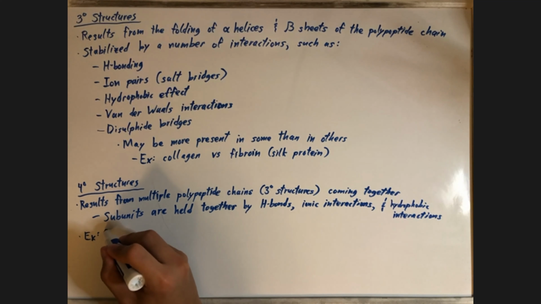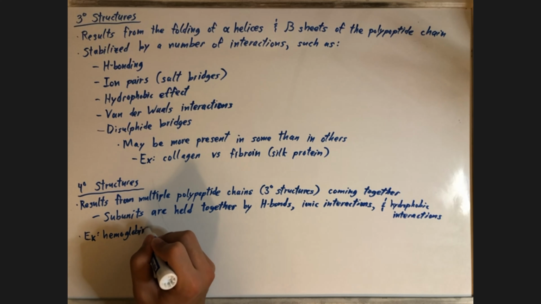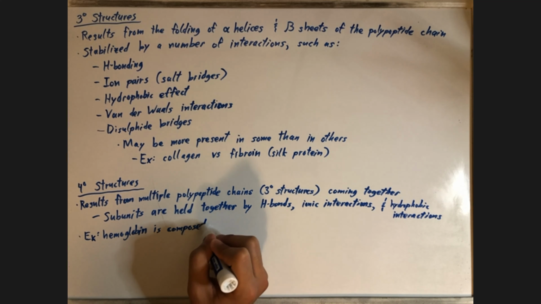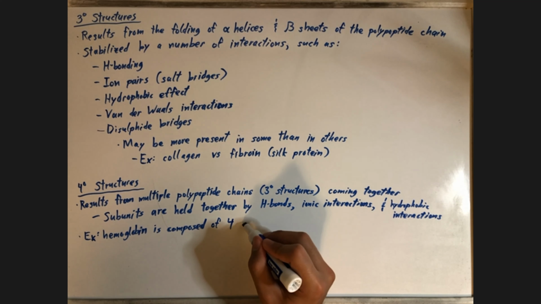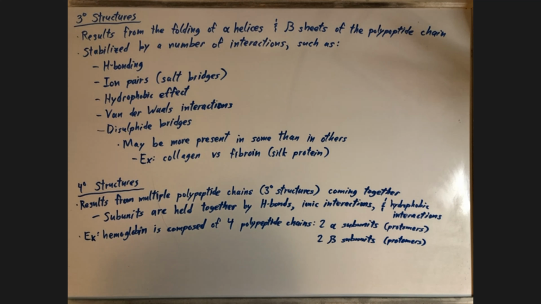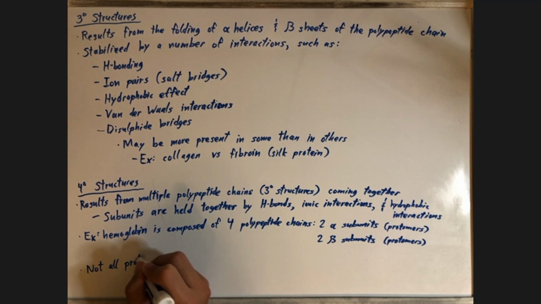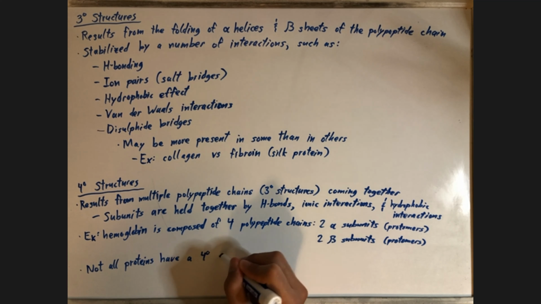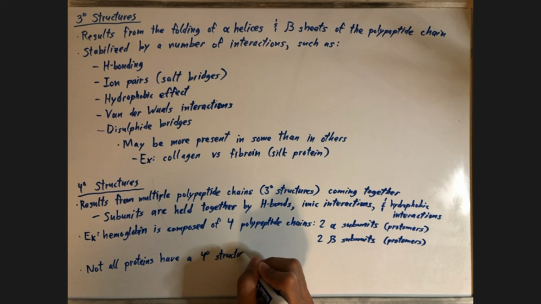An example of a quaternary structure is hemoglobin, which is composed of 4 polypeptide chains. It has 2 alpha subunits and 2 beta subunits. And the alpha subunits are identical to one another, so they would be protomers, and same for the beta subunits. And again, as mentioned before, not all proteins have a quaternary structure.